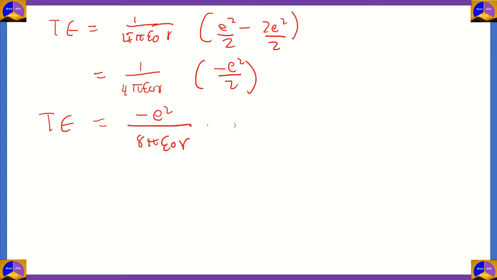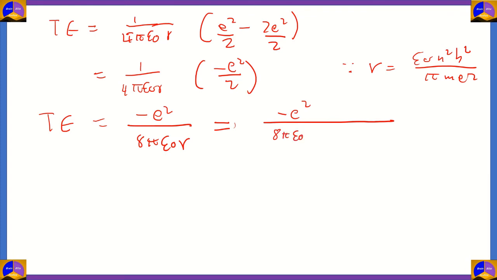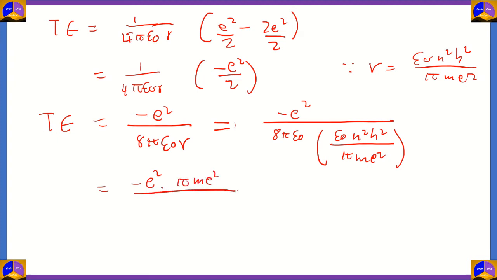But we're not finished yet. What we're now going to do is substitute the value of R. Since R is equal to epsilon naught n squared h squared divided by pi m e squared, we're going to substitute that value here. So minus e squared divided by 8 pi epsilon naught, then inside the bracket you have epsilon naught n squared h squared divided by pi m e squared. So the total energy now becomes minus e squared times pi m e squared divided by 8 pi epsilon naught times epsilon naught n squared h squared.